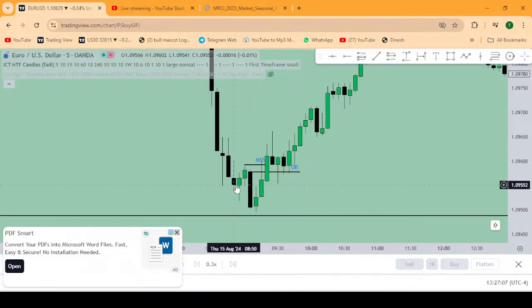And then this is the breaker block. The breaker block is a failed order block. These green candles were closed below. Price was supposed to react, then continue dropping lower. But what does price do?